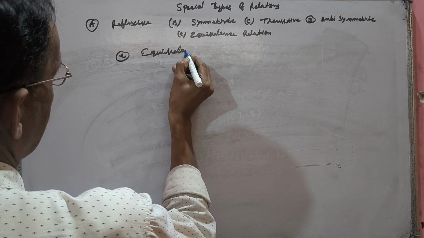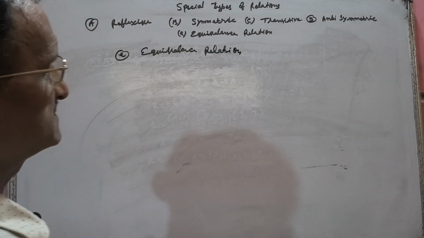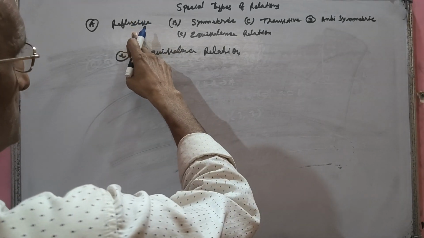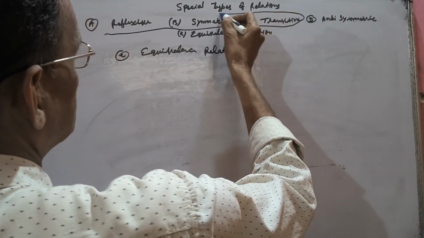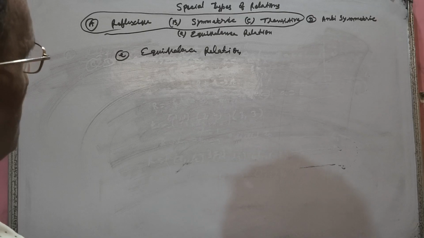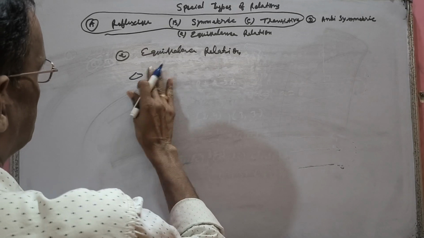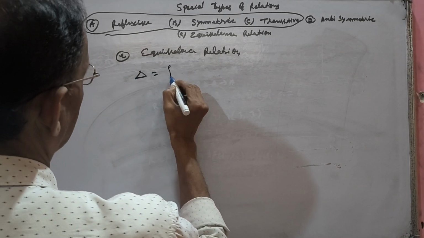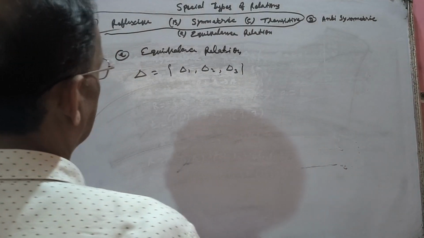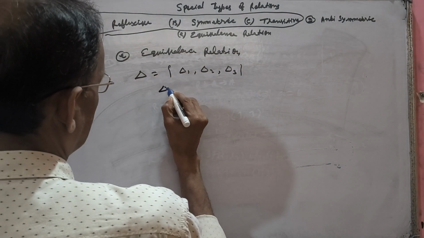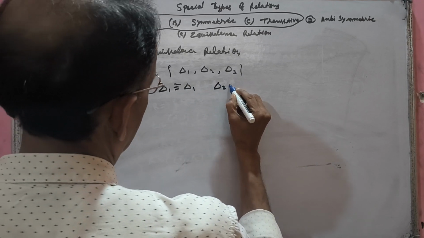An equivalence relation, number E. A relation is said to be an equivalence relation if it is reflexive, symmetric, and transitive. If a relation has all three, then it is called an equivalence relation. This geometric example is very easy to understand. Suppose it is a set of triangles: triangle 1, triangle 2, triangle 3. Now see, each triangle is congruent to itself.